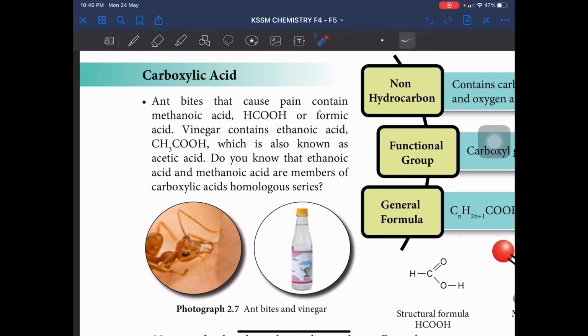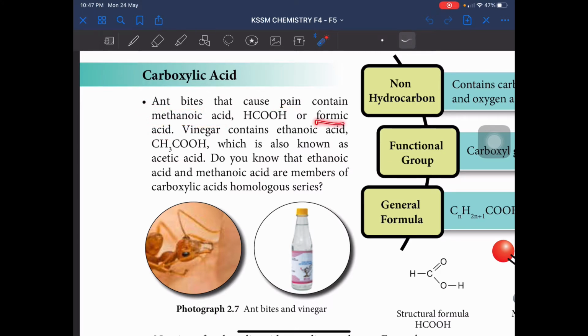Hello class, today our topic is carboxylic acid. Dalam bahasa Melayu dikenali sebagai asid carboxylic. So where can we see or feel or use carboxylic acid in our daily life? Number 1, ant bites ataupun gigitan-gigitan semut causes pain because ant bites contain methanoic acid or formic acid.